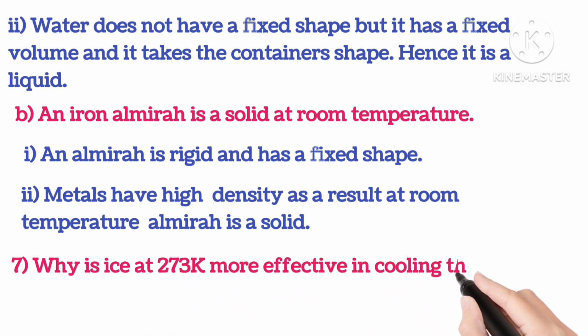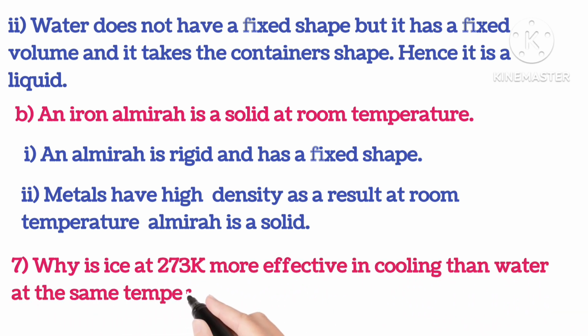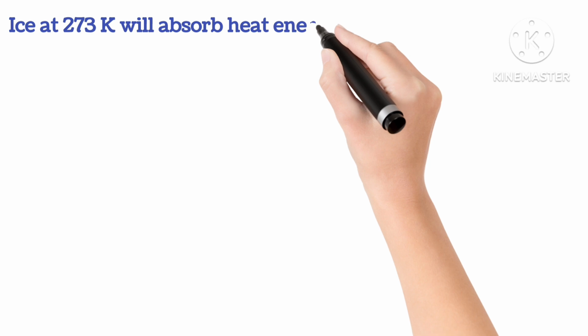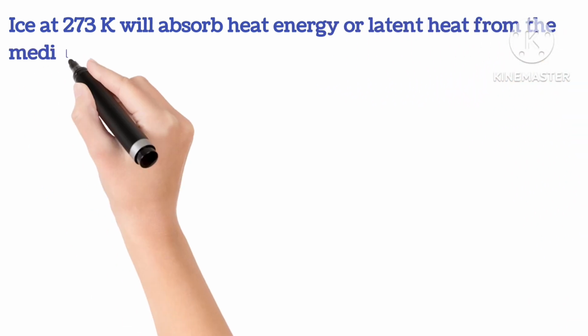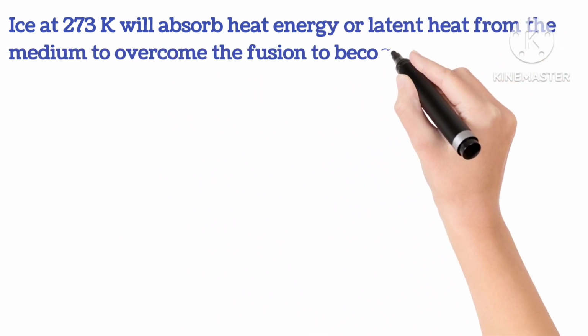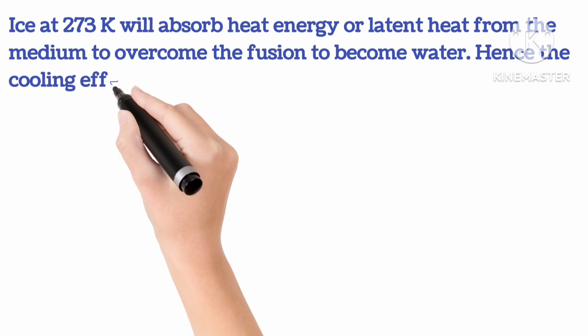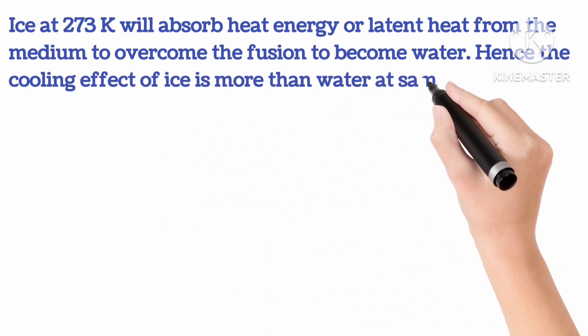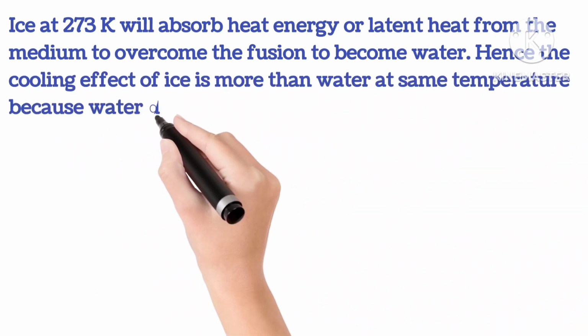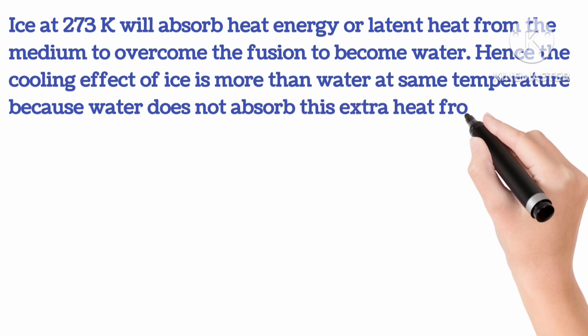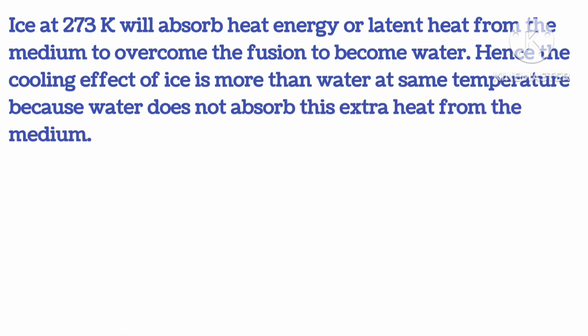Why is ice at 273 Kelvin more effective in cooling than water at the same temperature? Ice at 273 Kelvin will absorb heat energy or latent heat from the medium to overcome the fusion to become water. Hence, the cooling effect of ice is more than water at the same temperature because water does not absorb this extra heat from the medium.